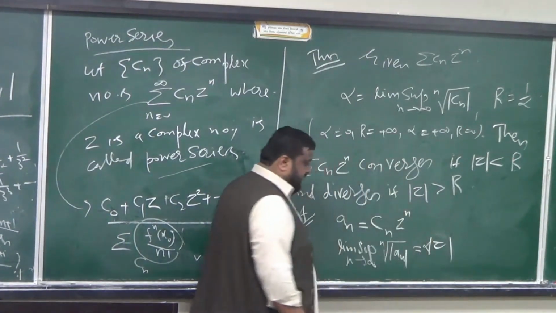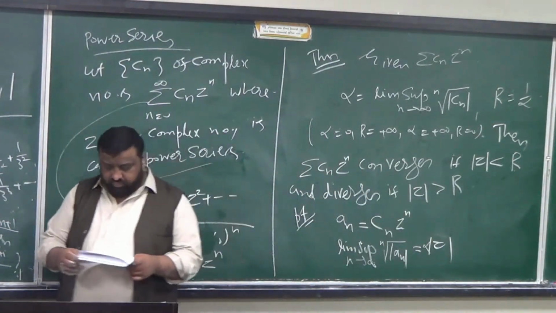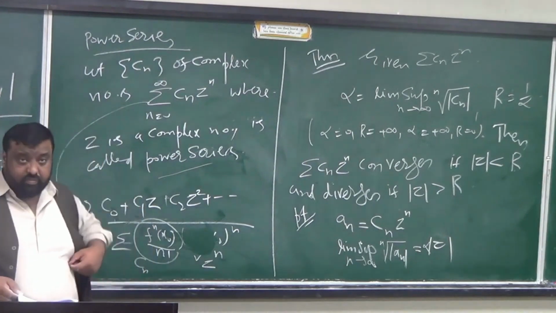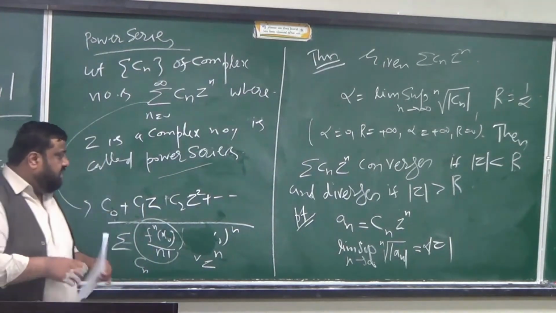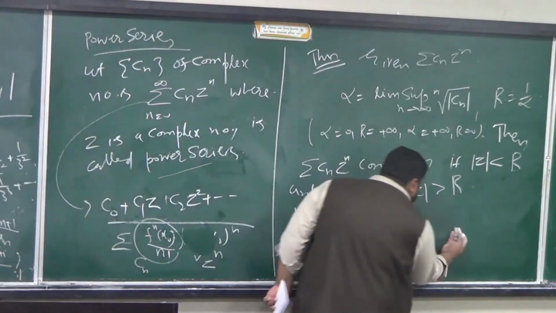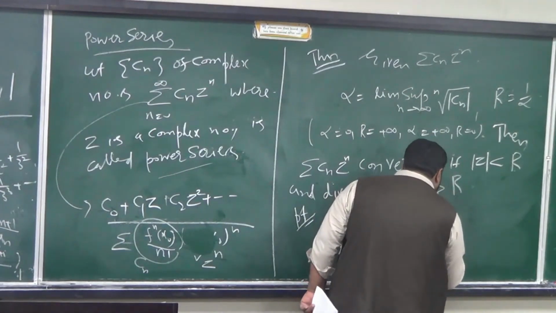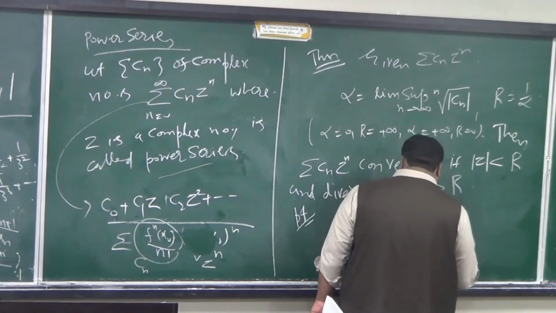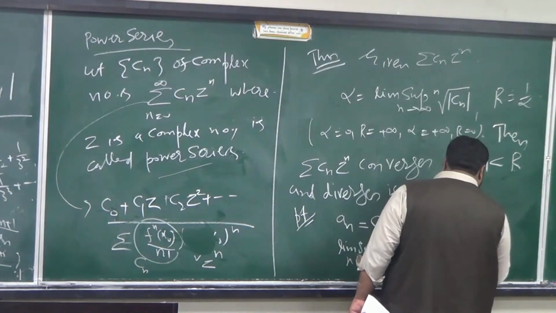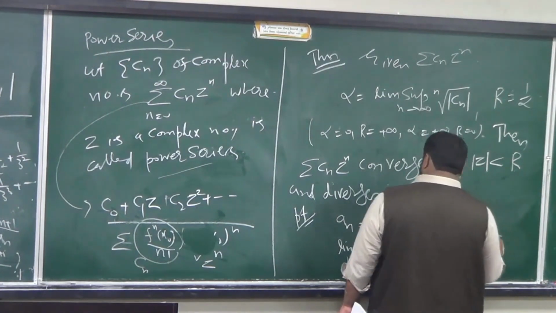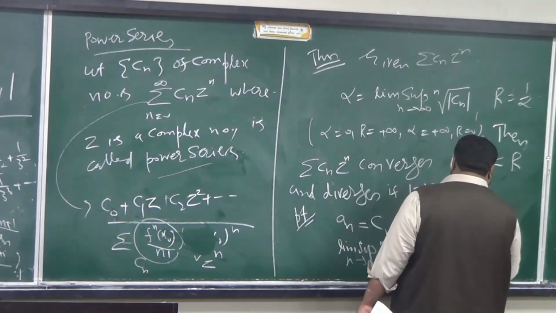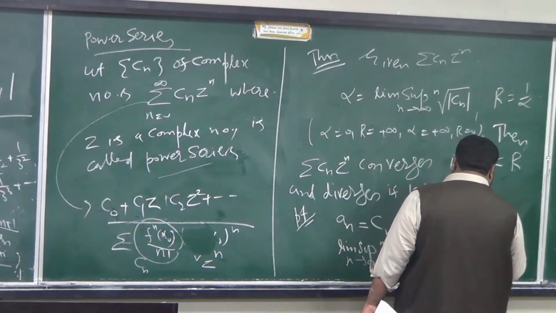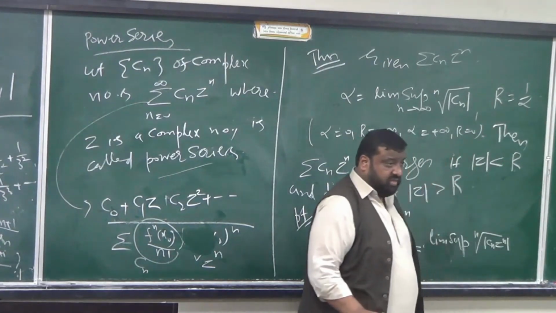Why alpha into Z? Because it will come in the sequence, the Cn sequence will be there. Cn z raised to n, which magnitude?